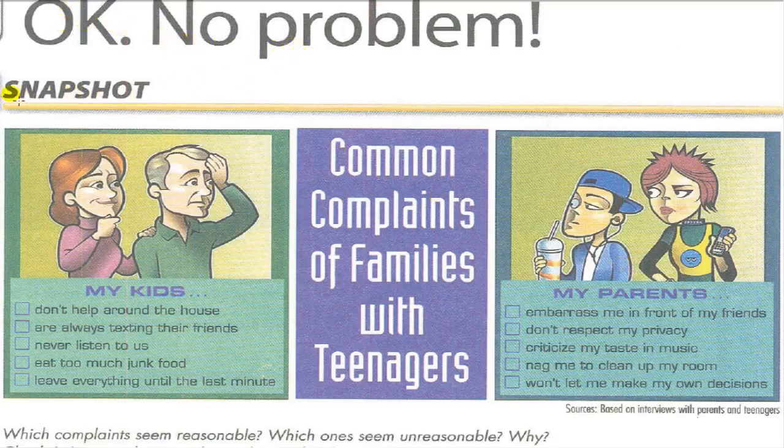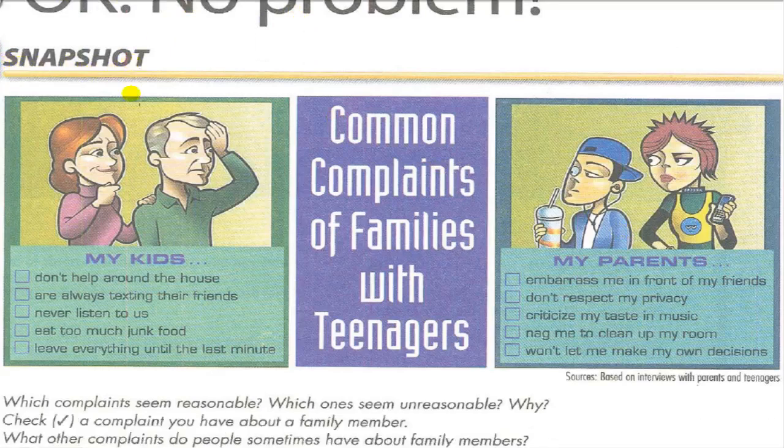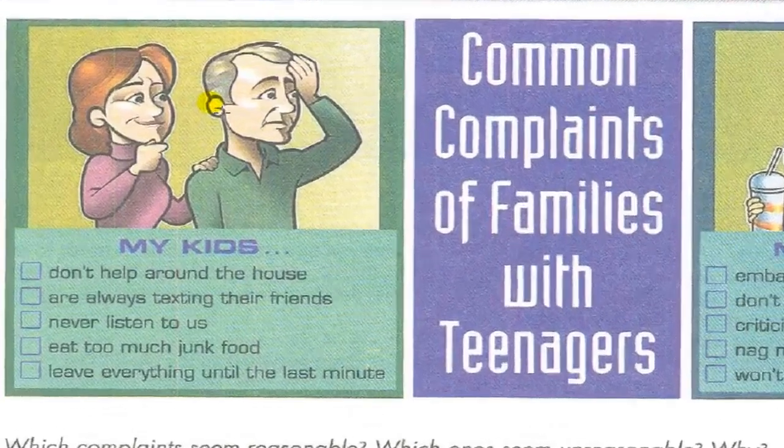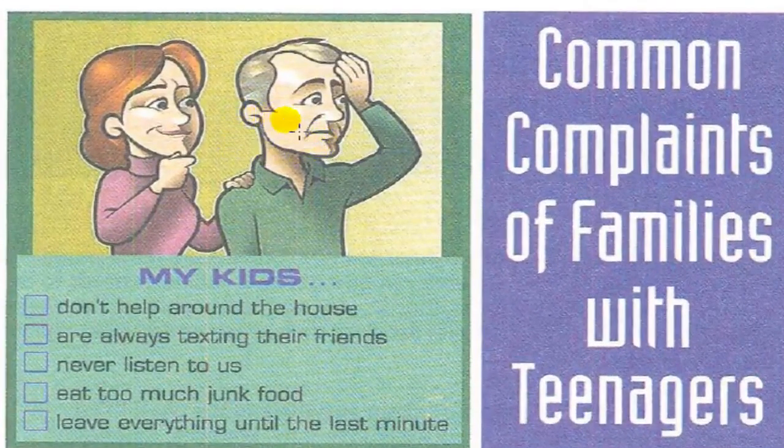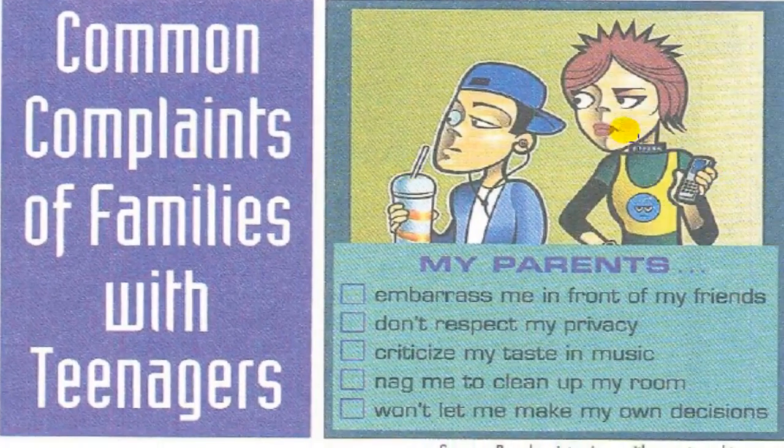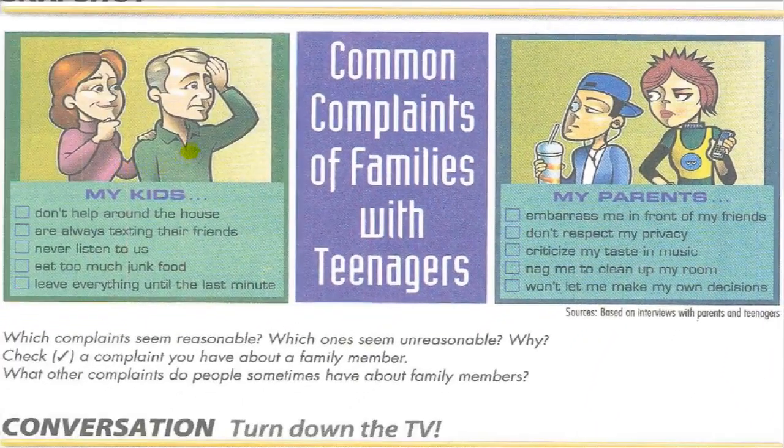Unit 6. Exercise 1. Snapshot. Look at the picture. What do you see? In this picture: man, woman, husband, wife. Second picture: boy, girl, son, daughter. Parents. What about the parents? They have classic fashions. But look at their kids.